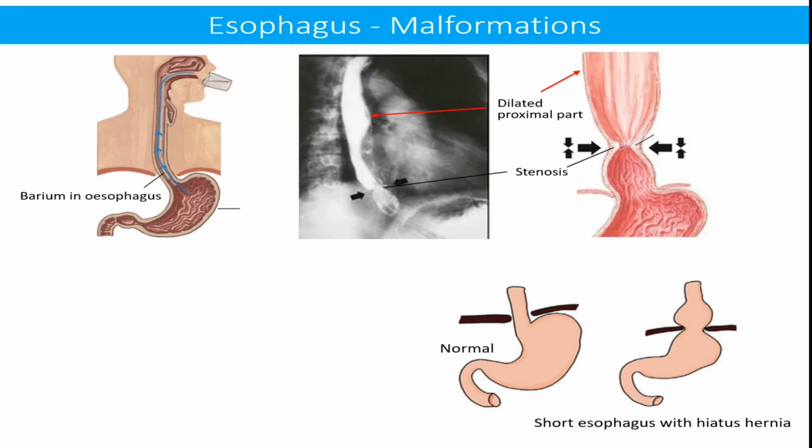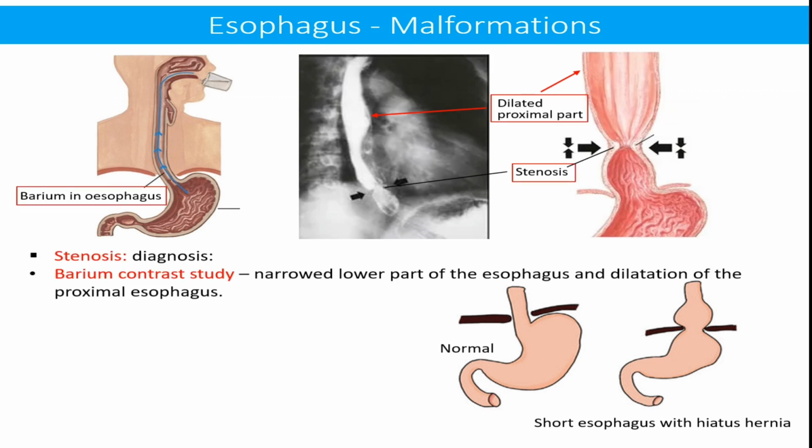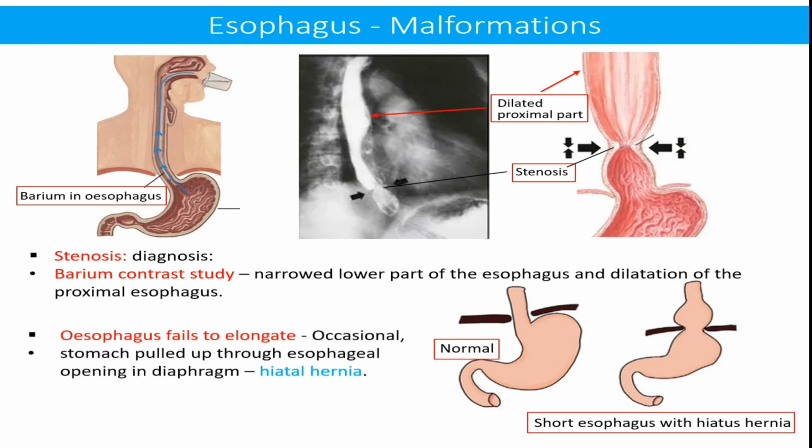The stenotic malformation of the esophagus is diagnosed by performing a barium contrast study, in which a radiograph is taken while the patient is swallowing the barium, which shows a narrowed lower part of the esophagus and dilatation of the proximal part of the esophagus. In another malformation, the esophagus fails to elongate.